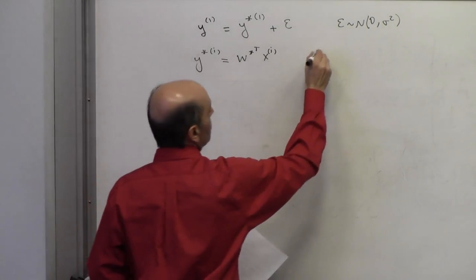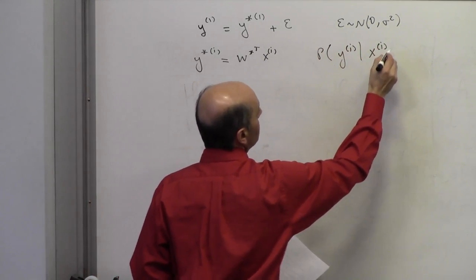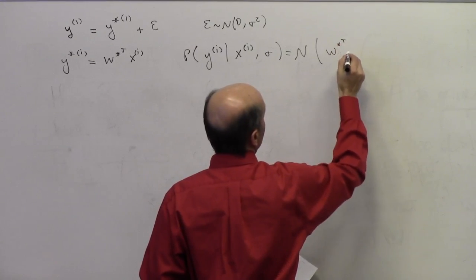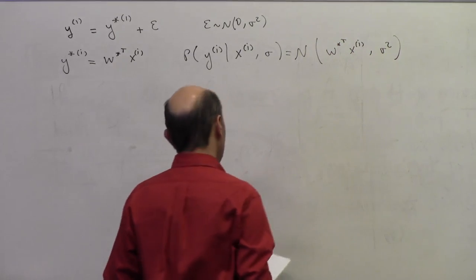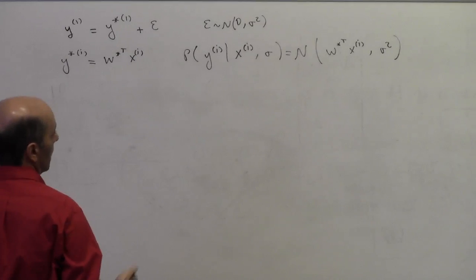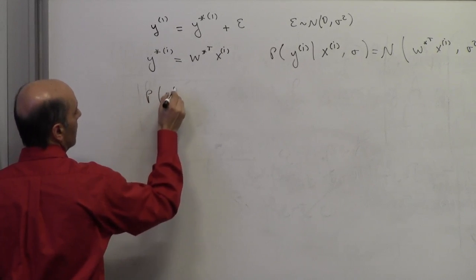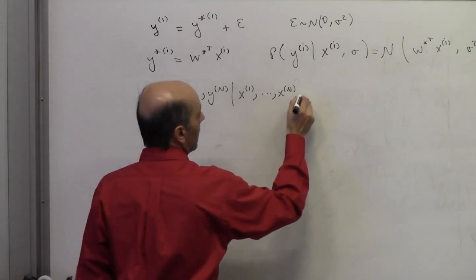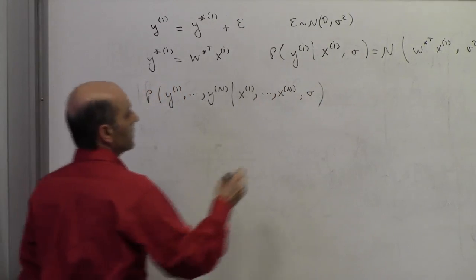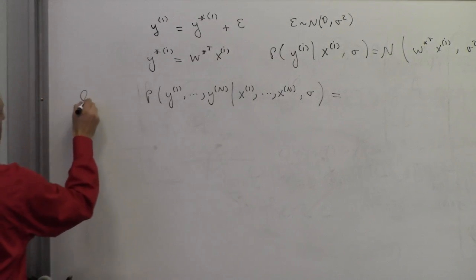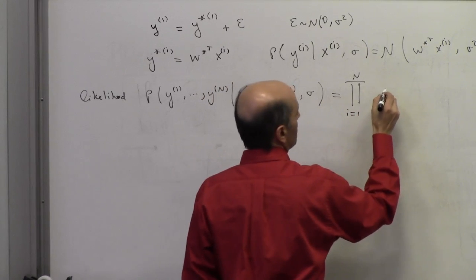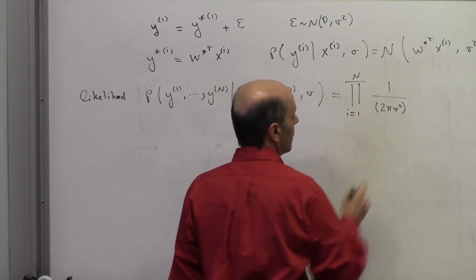So then what we have is that the probability of yi given xi and sigma is this normal distribution with mean w transpose xi and variance sigma squared. And then, when I want to estimate my parameter in a maximum likelihood way, I have a whole bunch of data points. So I want to maximize the probability of y1 through yn given x1 through xn and this parameter variance sigma, and this is a likelihood function. And that's just a multiplication of these individual probabilities, which is going to be equal to 1 over 2 pi sigma squared to the 1 half.